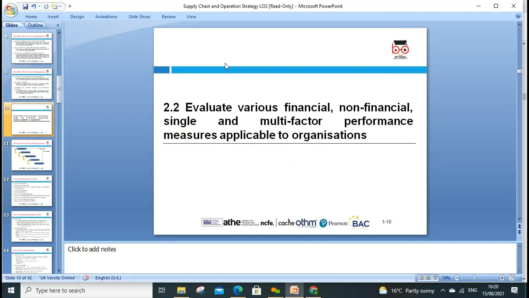Okay, next we have 2.2, financial and non-financial performance and multi-factor performance applicable to an organization. What is the difference between financial and non-financial? What do we think? Financial measures would have an implication of cost and revenue perhaps, but non-financial would not be as such. They would be more transformative.